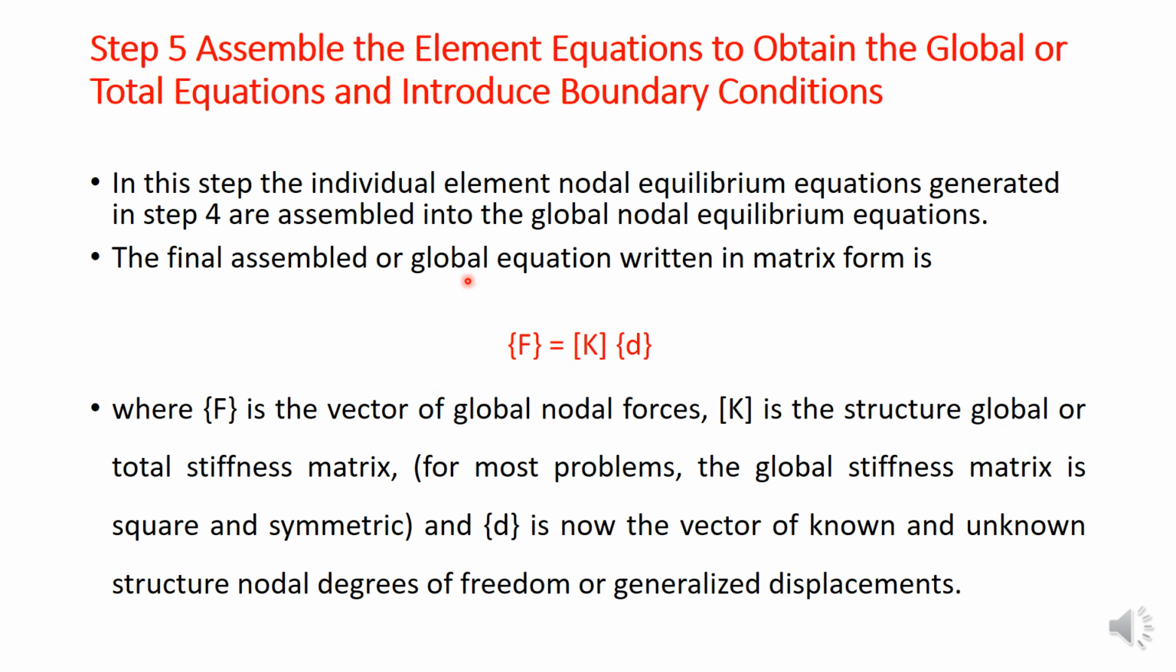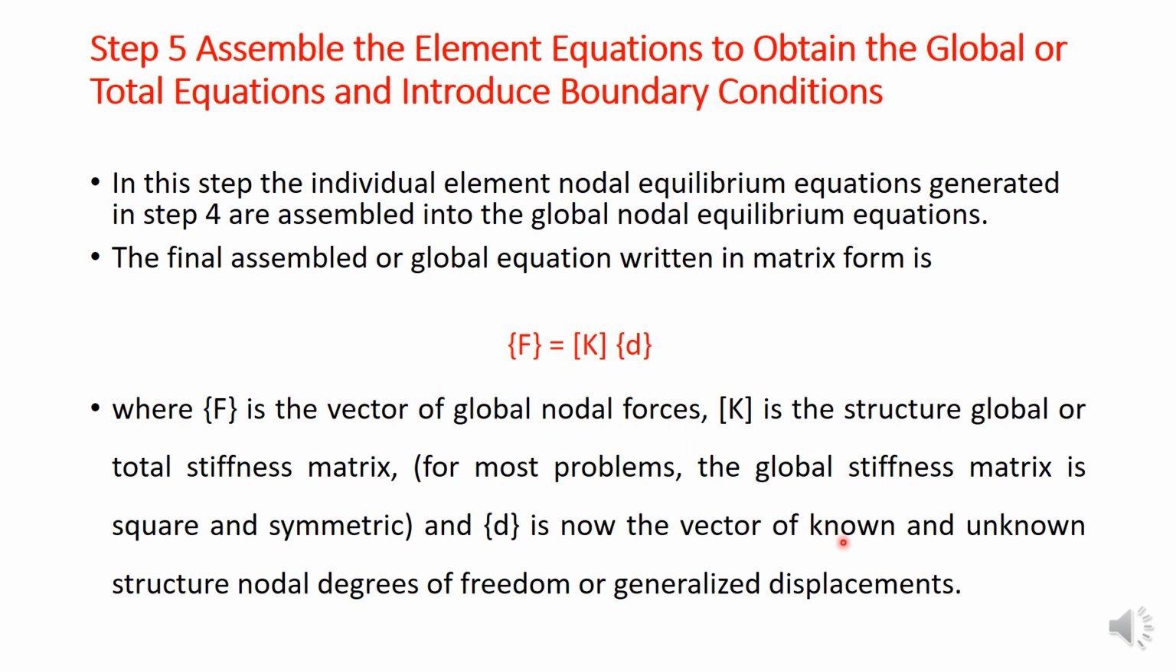So once we find out all the elemental equations, we will combine them together and form an equation of the form F = K D, where capital F is the global nodal forces and capital K is the global or total stiffness matrix, and D will be the vector of known and unknown degrees of freedom.